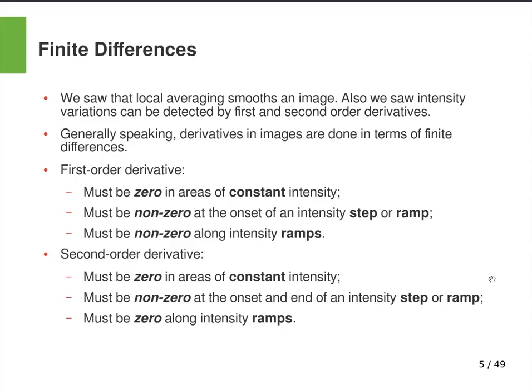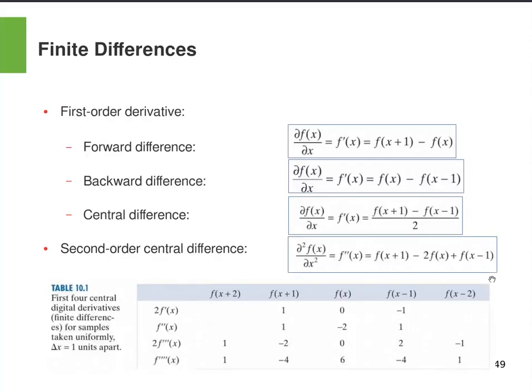If you remember from before, we had some properties for the first and second order derivatives that need to be satisfied. For the first order derivative, it should be 0 in the areas of constant intensity. It should be non-zero at the onset of an intensity step or ramp, and finally it should be non-zero along intensity ramps. On the other hand, the second order derivative must be 0 in areas of constant intensity, must be non-zero at the onset and end of an intensity step or ramp, and finally it must be 0 along intensity ramps. So we have seen these properties before.